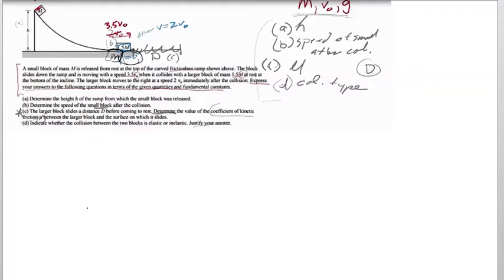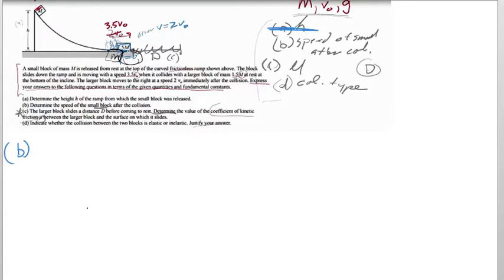All right, so part B. Let's see. Okay, so for part B, it says determine the speed of the small block after the collision. By the way, I'm going to scratch out part 1. See how last time we were looking at one object in the system? Now we're looking at 2 objects, and you see the word collision.